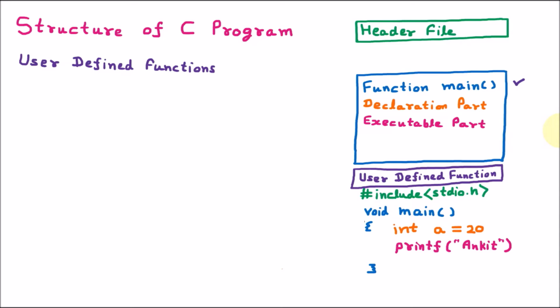I want to provide my own function with my own name. That is called the user-defined function. And user-defined functions are just outside the main. You can see that this is the main function and this is the user-defined function. So here the boundary of the user-defined function is after the main function.